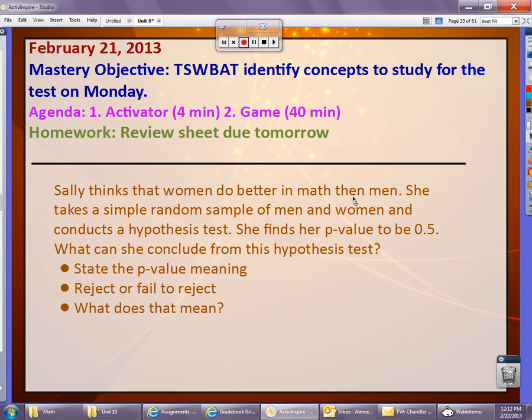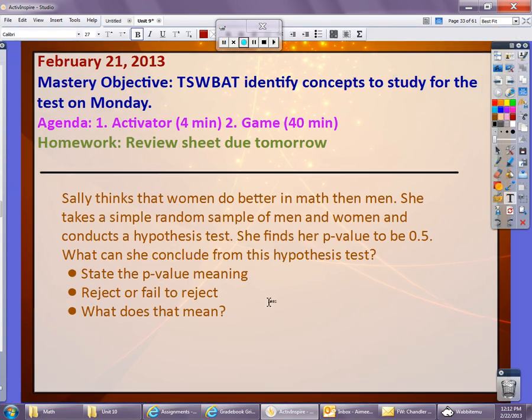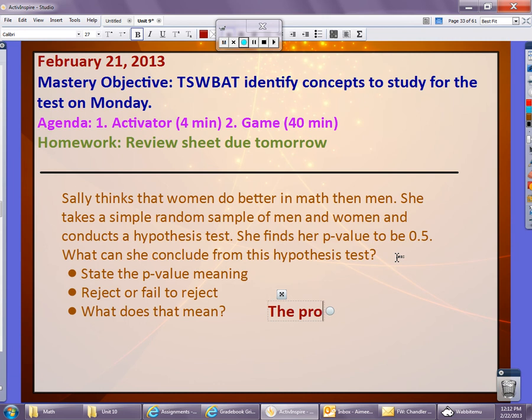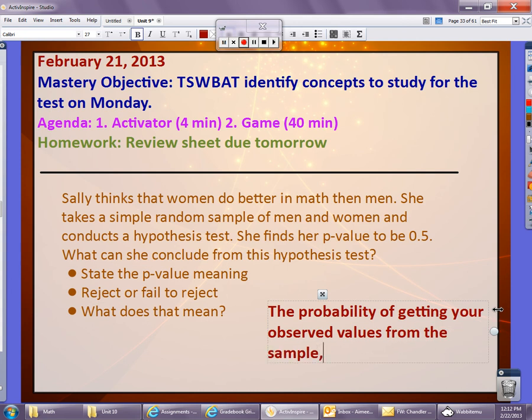Sally thinks that women do better in math than men. She takes a simple random sample, finds what her p-value is. What can she conclude? So the p-value, remember, is always the probability of getting your observed values from the sample if the null hypothesis is true.